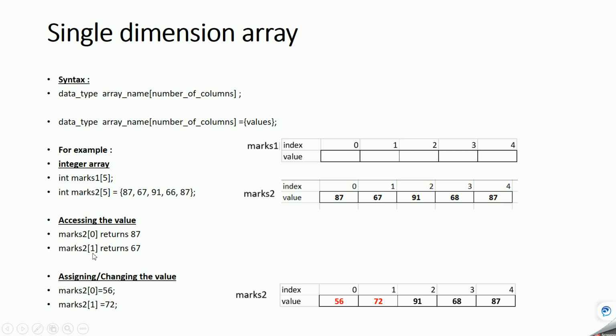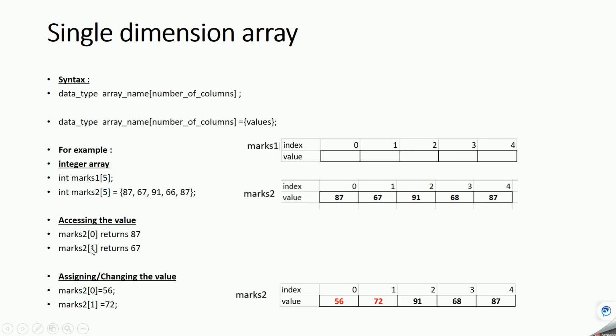Suppose you want to access the second value. At that time you will give marks of 2, and it will return 67. Suppose you want to access this 68, and it is at position third. So what you have to do is give marks, and in this bracket instead of 1 here you will give this position third. So this is how array values can be accessed.